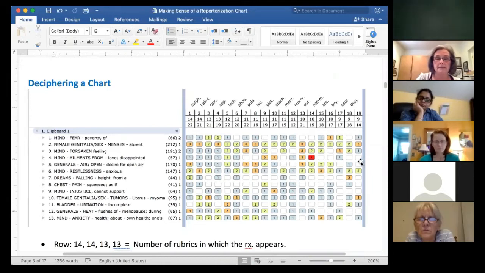And then inside here, these are the grades for each one of the remedies. So over here we have a 4, which is the highest grade, and that indicates that there has been a cure related to that, besides having a very strong proving record.